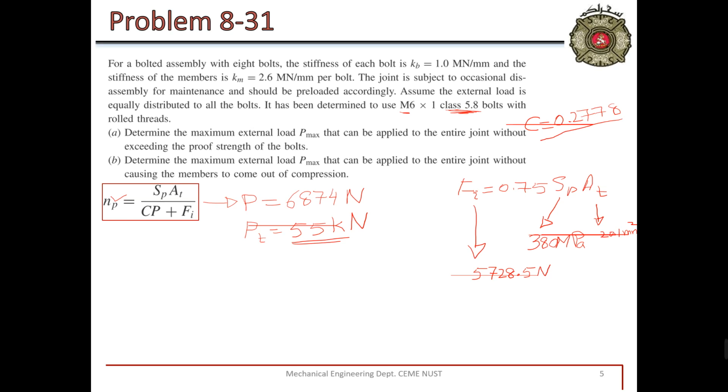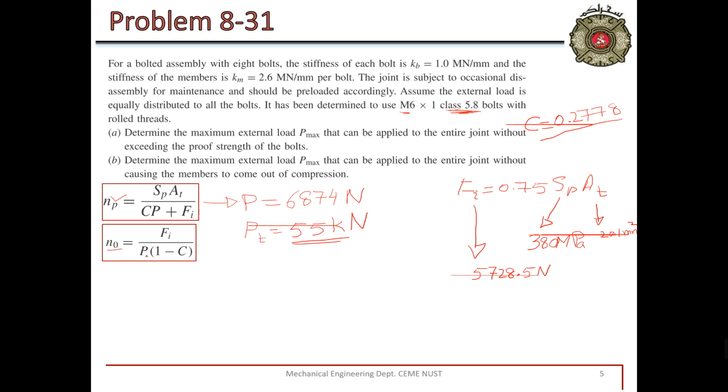Now, in part B, they have not talked about proof strength of the bolt. Now they are talking about joint separation. So for joint separation, we have another n naught equation, the factor of safety for joint separation. If n naught is equal to 1, the joint is intact, and if n naught is more, it is safe. If n naught is less than 1, it is not safe. So, without causing the member to separate, we need a minimum value of P. So we keep n naught equal to 1.